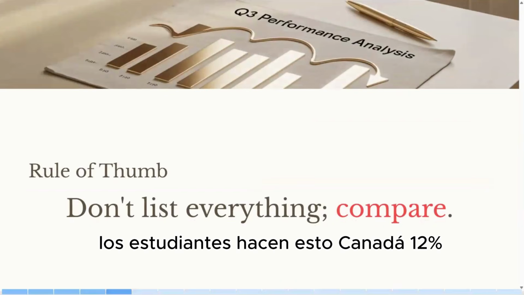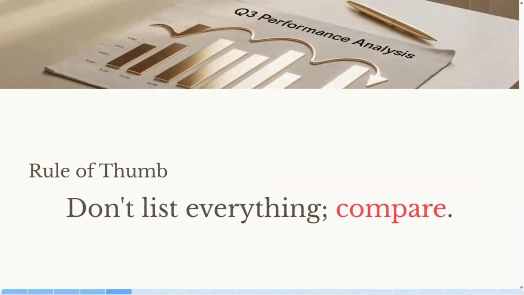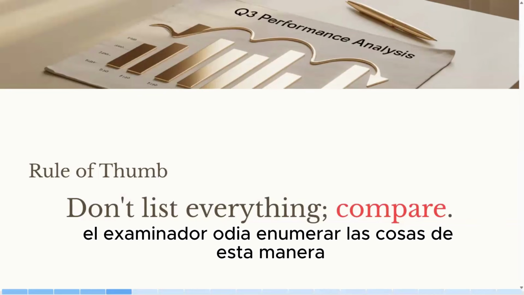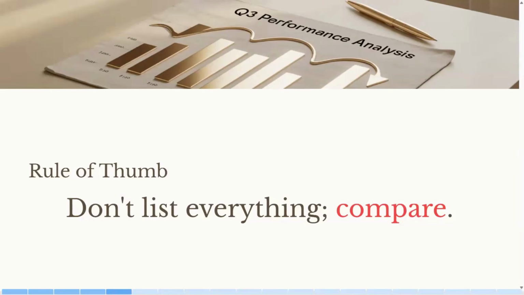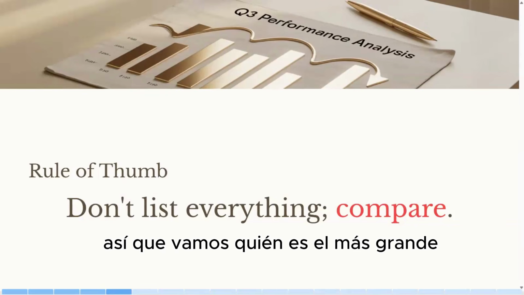Students do this. Canada, 12%. Japan, 5%. Brazil, 32%. That's a list. It can't be like that. Canada, 12%. Brazil, 12%. It can't be like that, okay? The examiner hates listing things this way. What you have to do is group. Group, remember that?